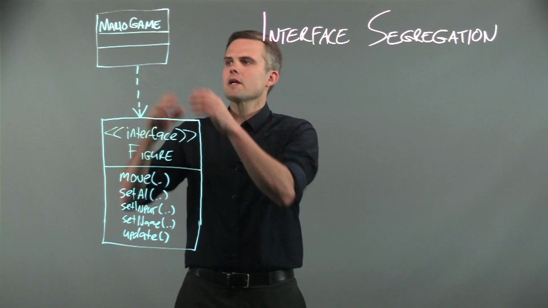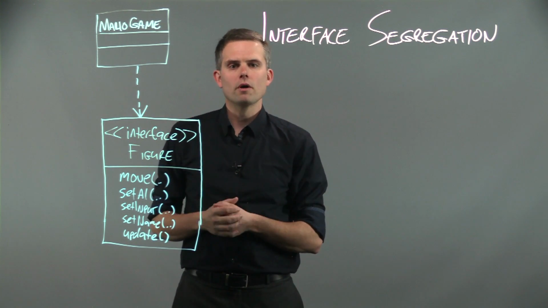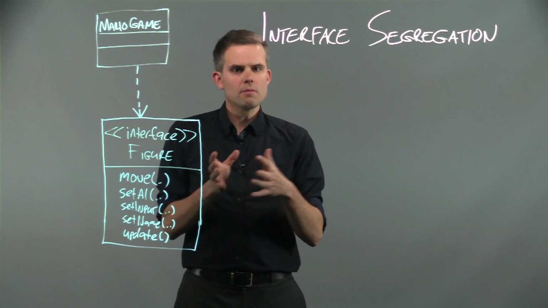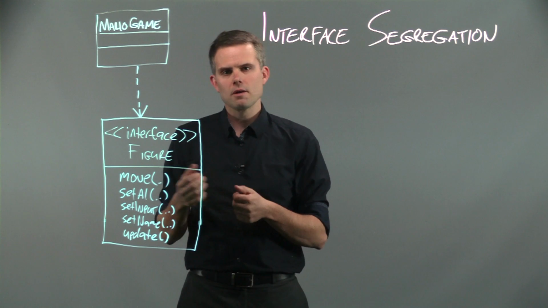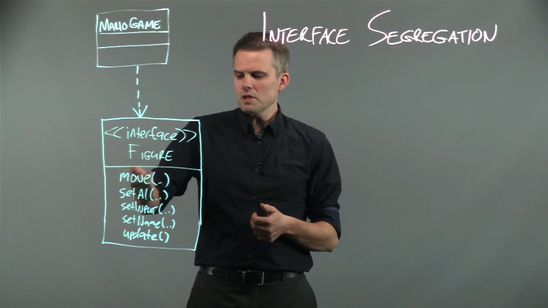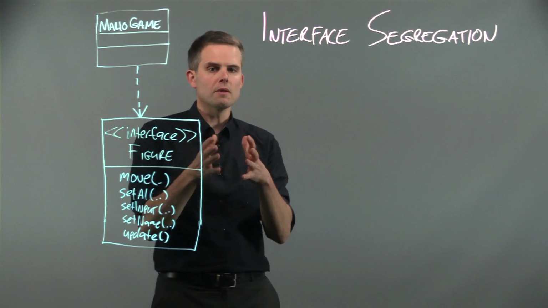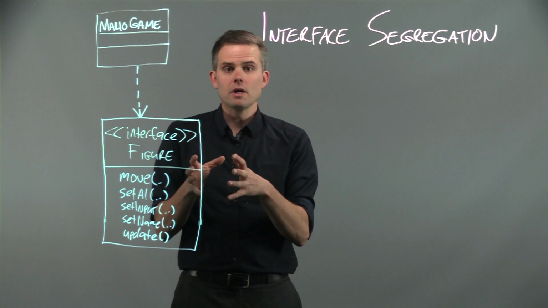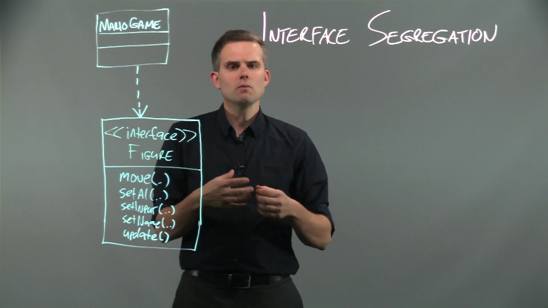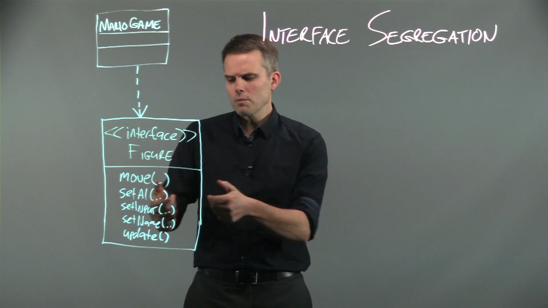Let's imagine we have a client class here called Mario Game, which is our main game instance for Mario. This is traditional Mario, where the enemies run around the screen of their own accord and players move around and jump on different enemies. So we need the ability to move Mario around the screen. We want to be able to set an AI so that we can update how the enemies move about the screen, so we want them to sometimes be easy and sometimes be hard, for instance. We want to be able to set the input.